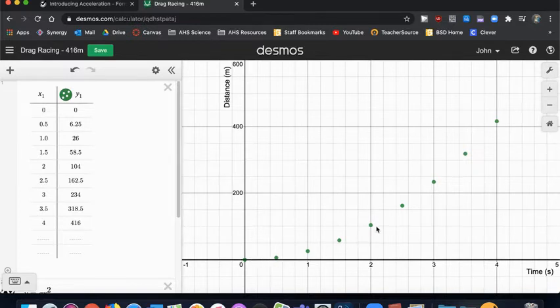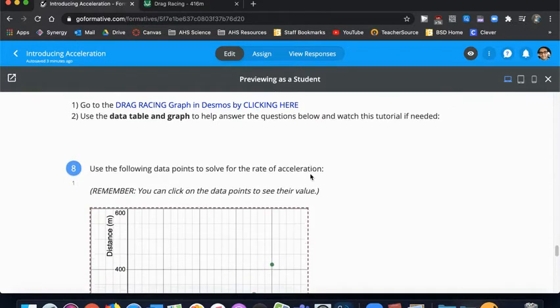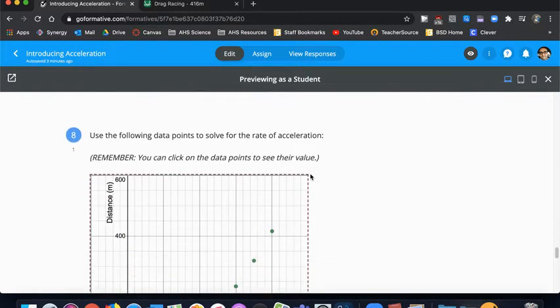I also point out that the data is not going in a straight line, but it's following a curve. So that is an example of our quadratic pattern. So we are looking at an example of acceleration here. So then use the data table and graph to help answer the questions.